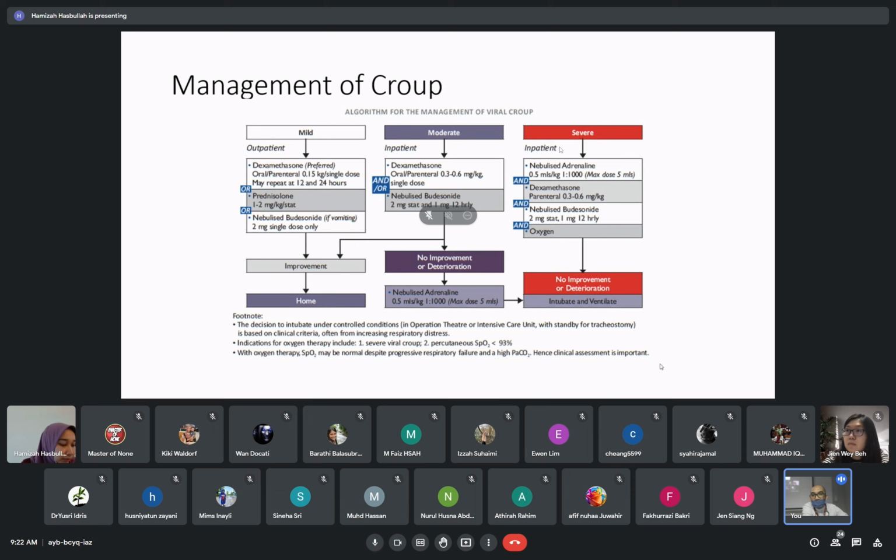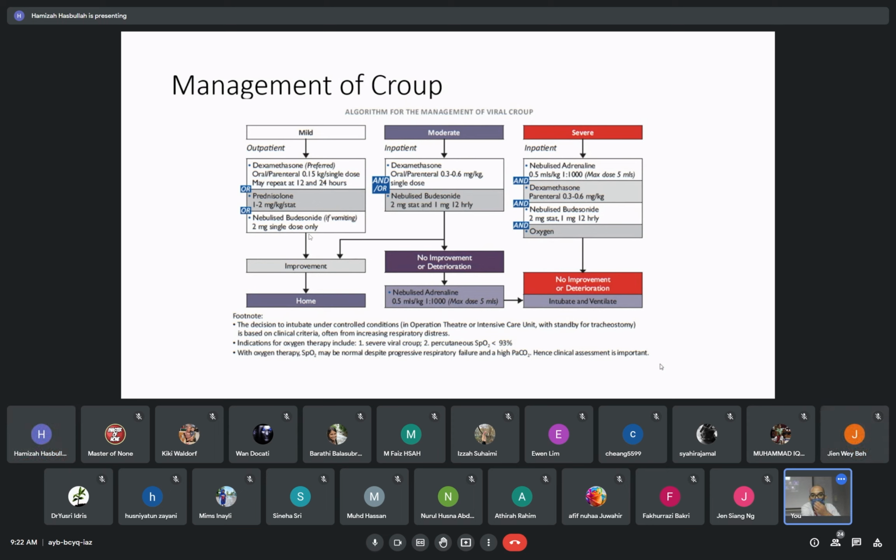So for Croup, I think this is the most important slide that we must keep in our mind. If you don't remember, you can refer to the pediatric protocol. Just take note that for mild, some of us tend to give both steroids and budesonide, but actually it's either one. You can either give oral steroid, or most of us prefer to give nebulised budesonide. A child is a bit difficult to give oral medication sometimes, especially a smaller child. So it's okay, you can give nebulised budesonide 2 mg. Then reassess.